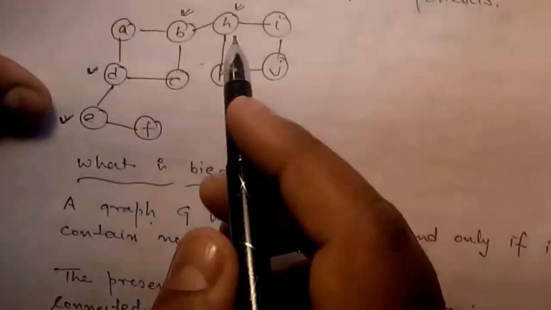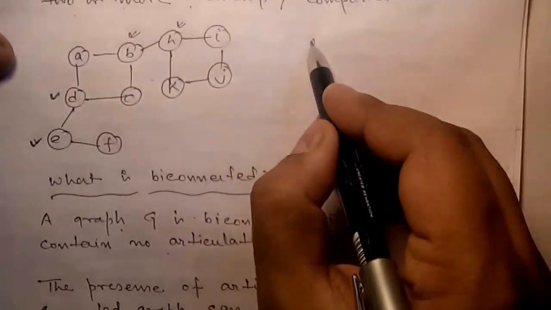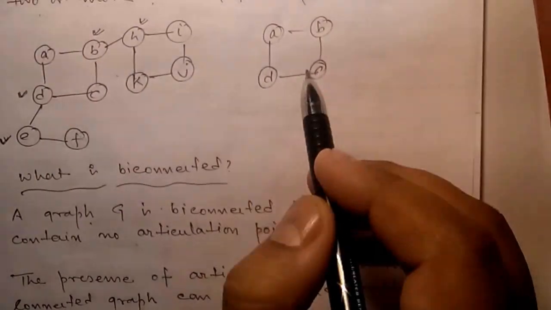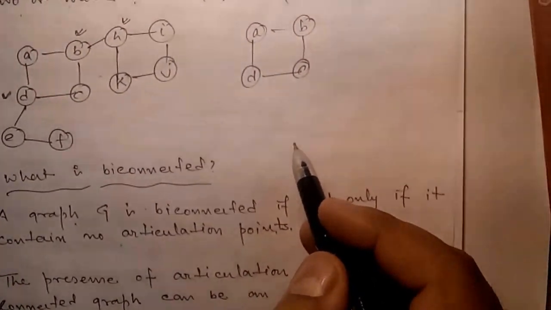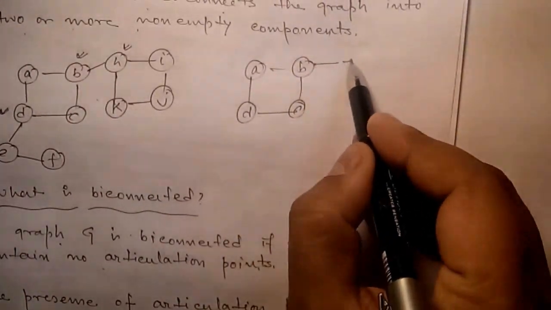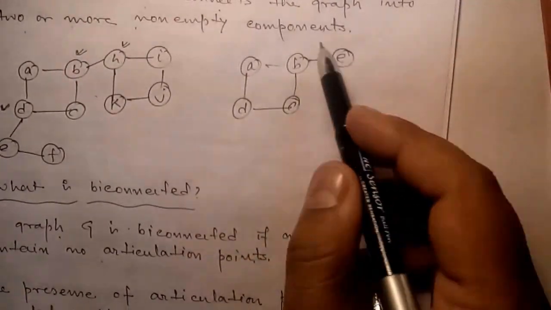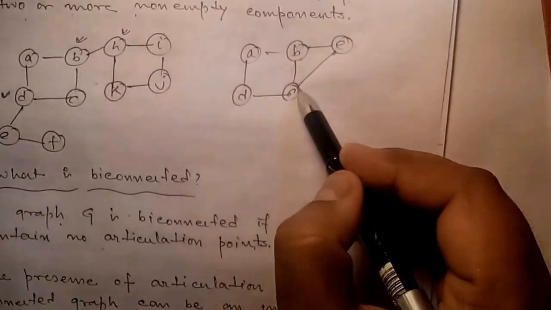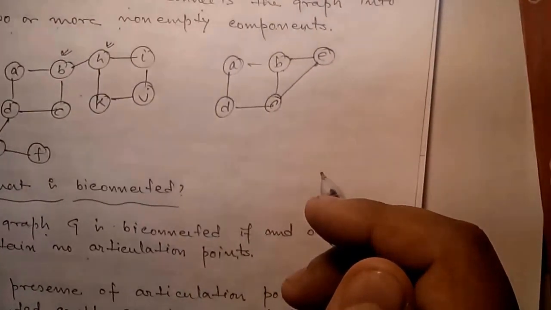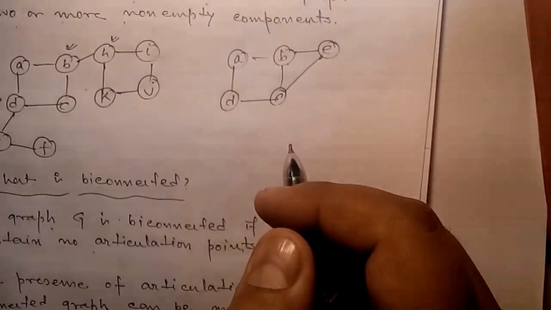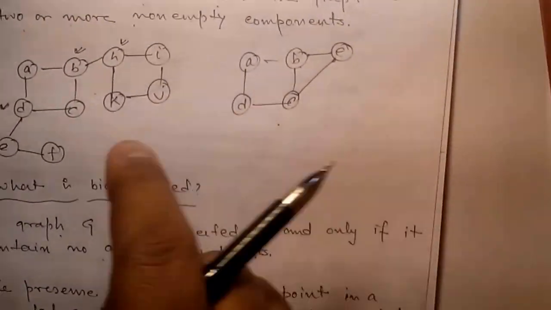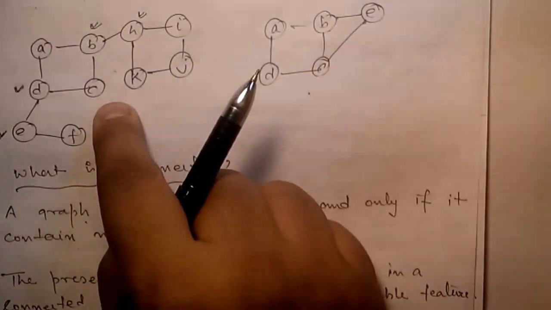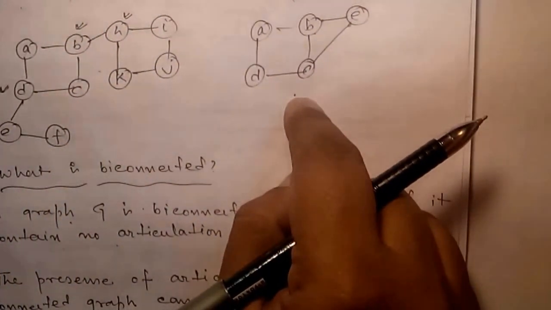Now suppose a graph has vertices A, B, C, D. It is biconnected because no articulation point is there. Similarly with E added, it is not biconnected because articulation point B is there. But if you connect A with C, it becomes a biconnected graph because no articulation point is there. So this one is biconnected, while this one is not, because articulation points are there. Here, no articulation point is there.